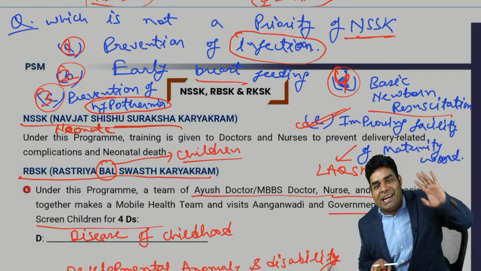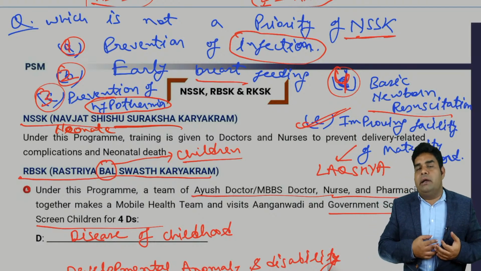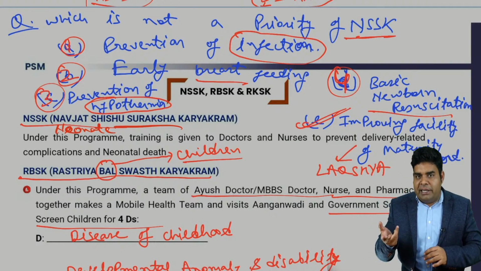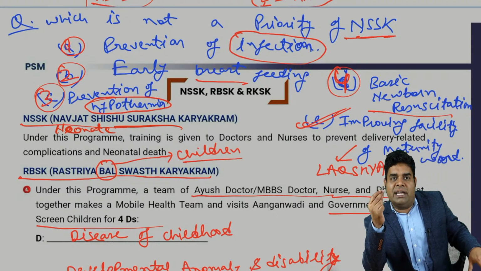So like a story, you can remember the 4 things. First, we will prevent hypothermia and infection. If prevented, we will do breastfeeding till 6 months, exclusive breastfeeding. If not, we will do resuscitation.